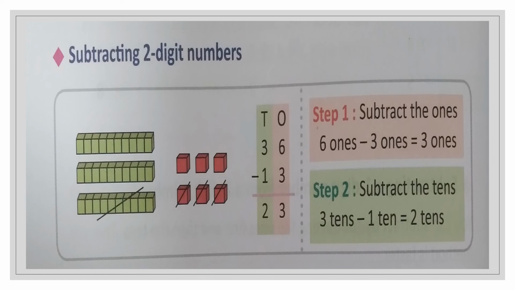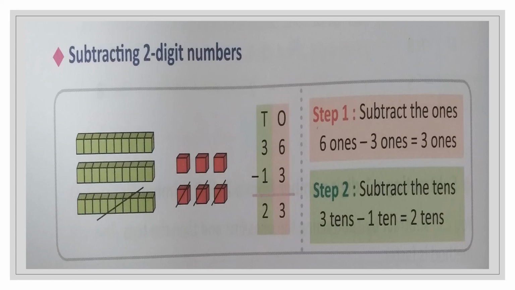The next step is to subtract the tens. So 3 tens minus 1 ten will give you 2 tens, children. You can see in the picture that there are 3 tens blocks. From that, if you strike out 1 ten, we get remaining 2 ten blocks. So we get the answer 23.